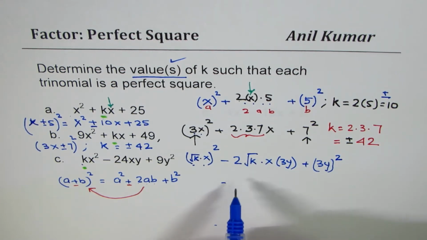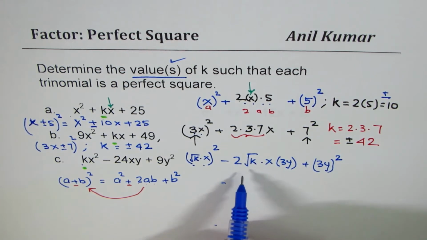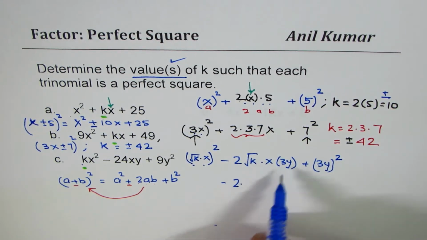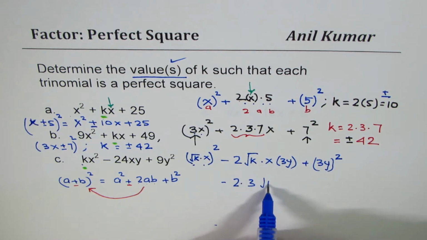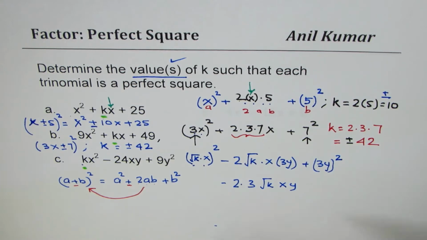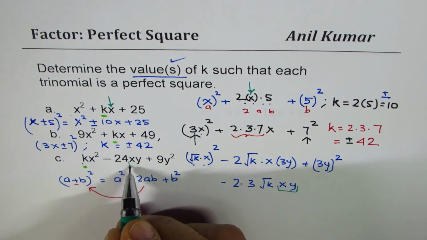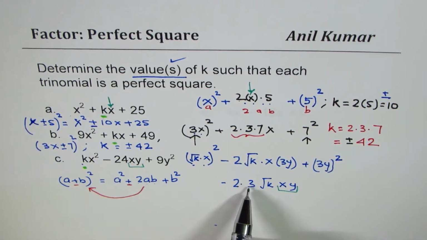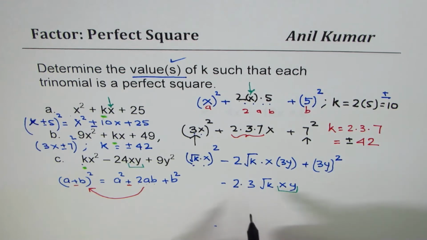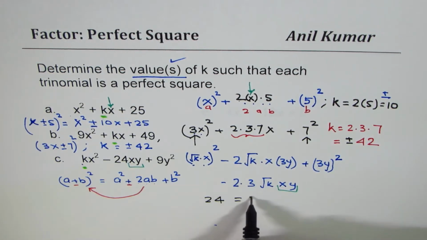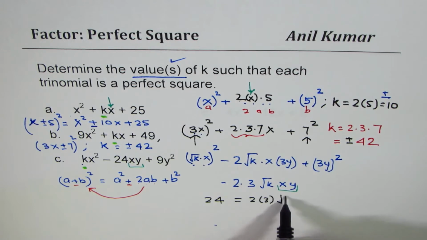Clearly, the center term could be written as twice square root k times 3xy, so it will multiply 2 with 3, square root k, xy. So what we have here already, xy is already there, xy is already there. So if you compare, 24 is equal to 2 times 3 times square root k. So we could write 24, both negative, negative taken care of, right? 24 equals 2 times 3 times square root k.